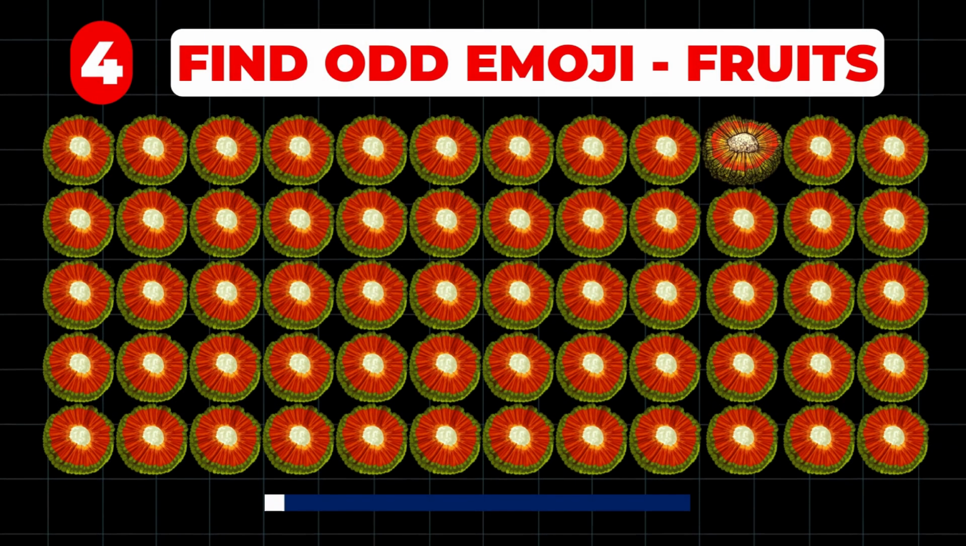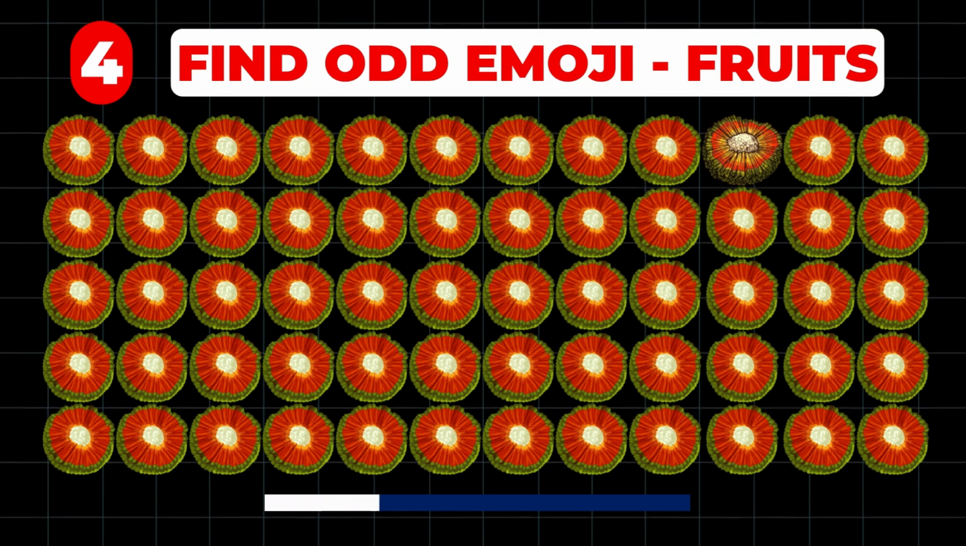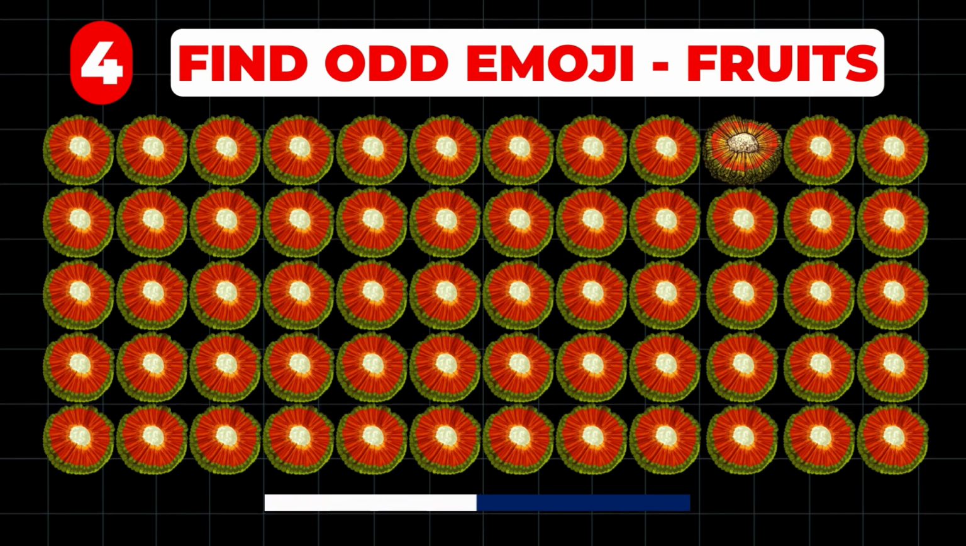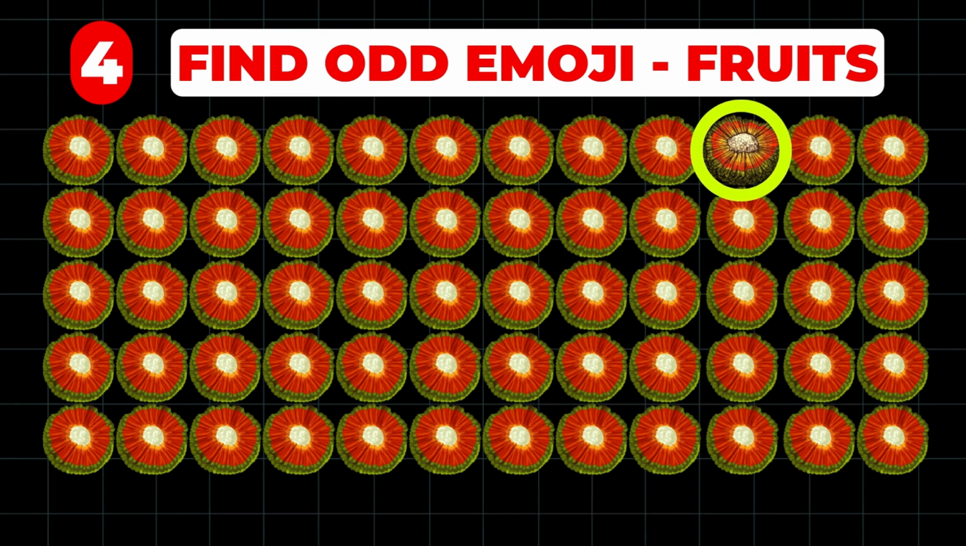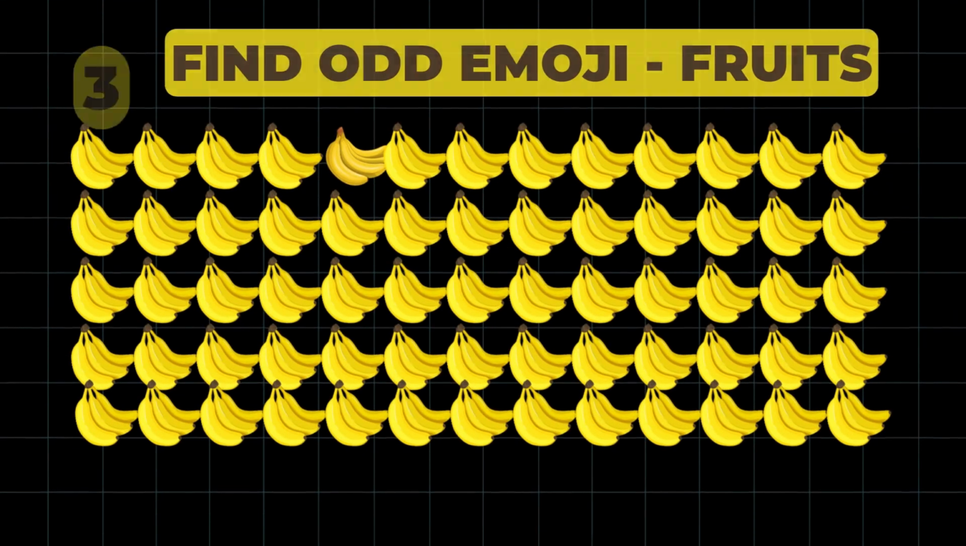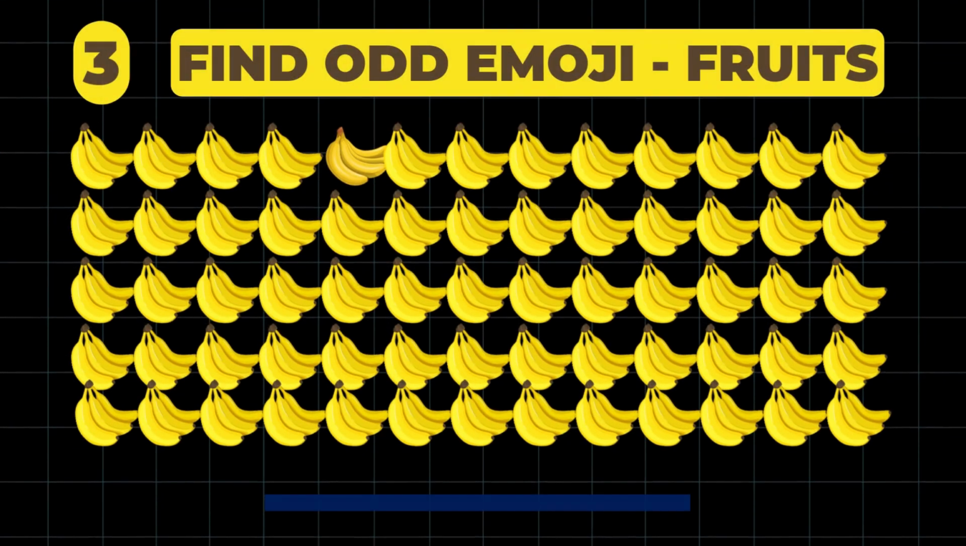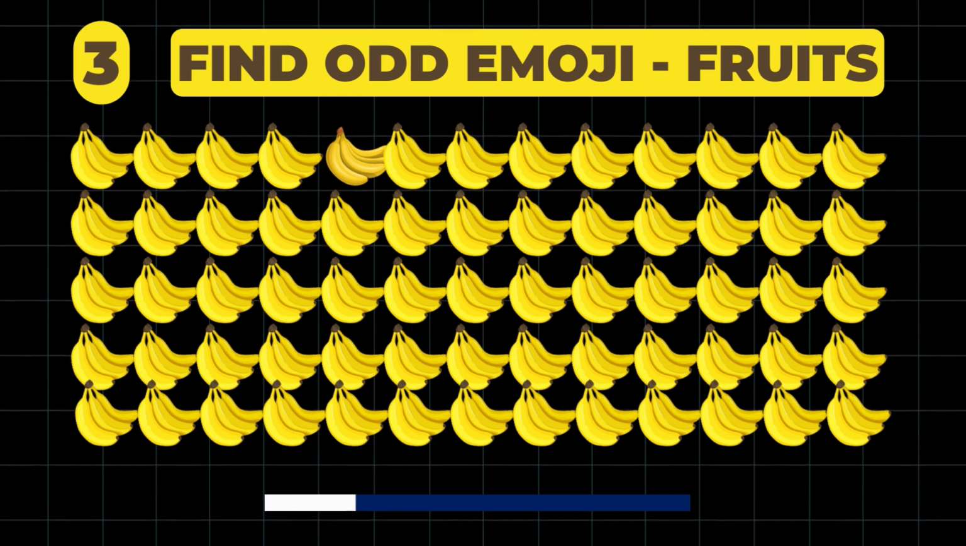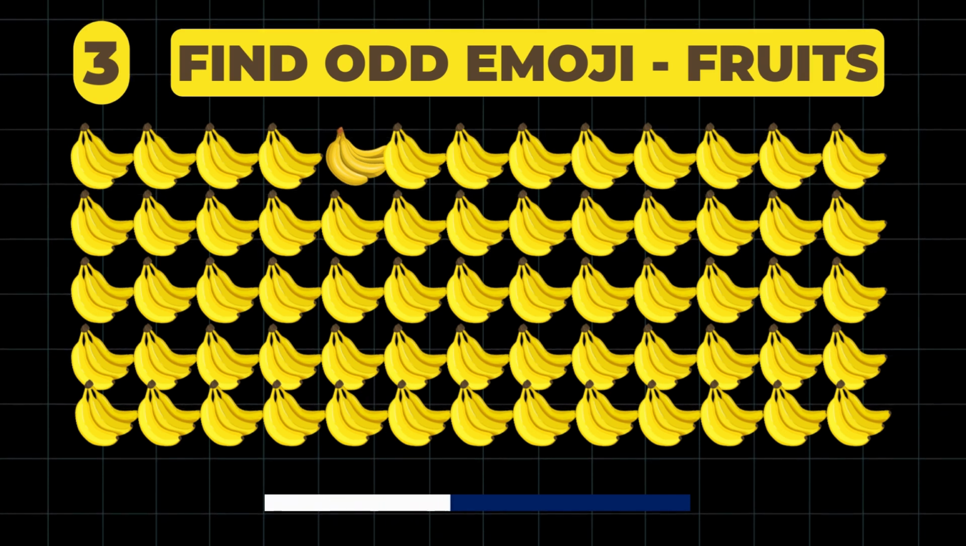This one should be easy. Find the different one. Third from the right on the top. Question number 3. We are going backwards, remember. Find the odd banana out.